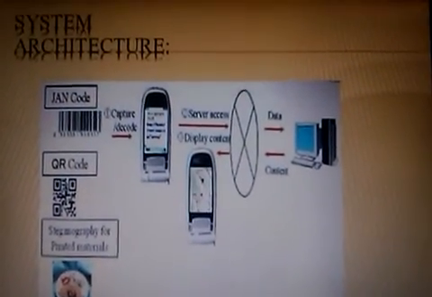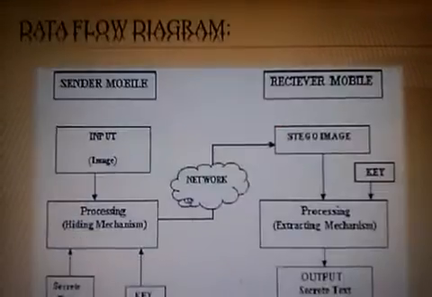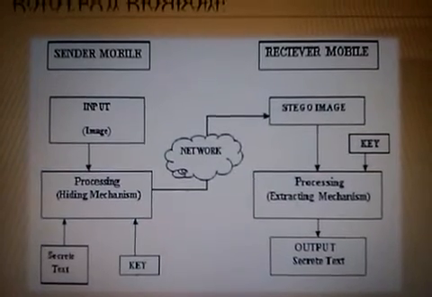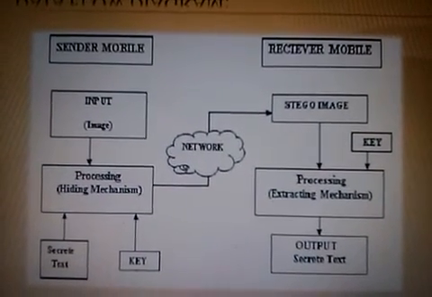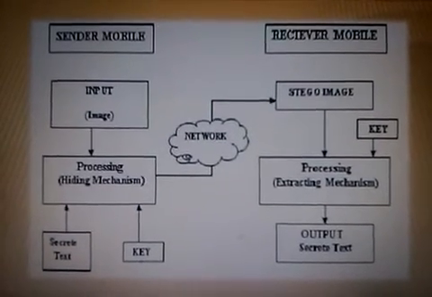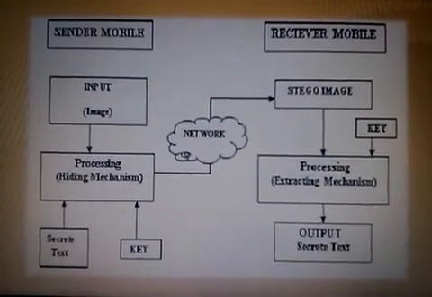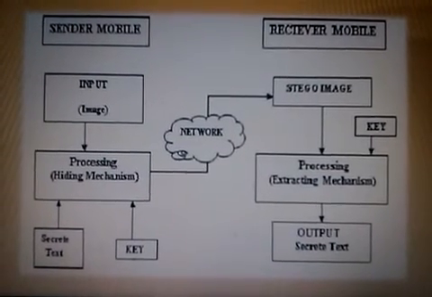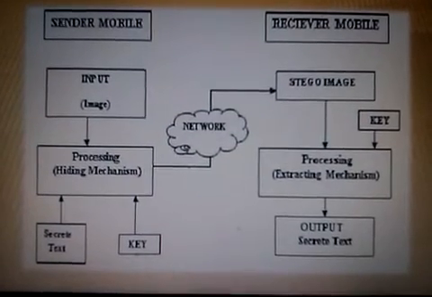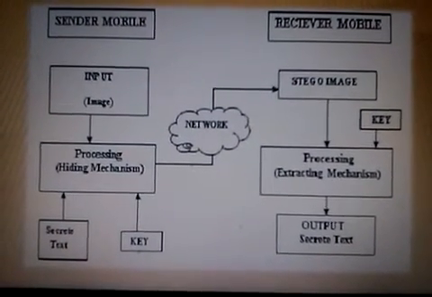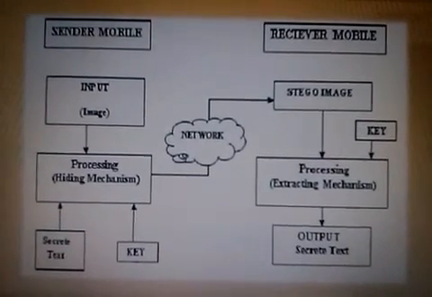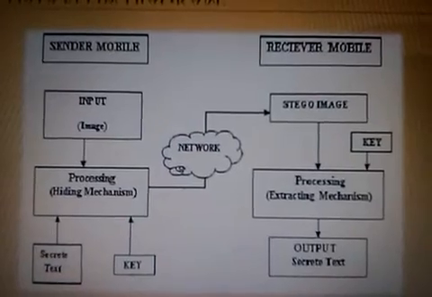This is the system architecture, and this is the data flow. As you can see in the data flow between the sender and the receiver, the input or the master file, which can be any image, is taken and put through the processing mechanism where you enter your secret text or the file to be embedded, and also you provide the secret key along with it. Once this is done, the message will be embedded into the master file, and then it can be sent over the network.